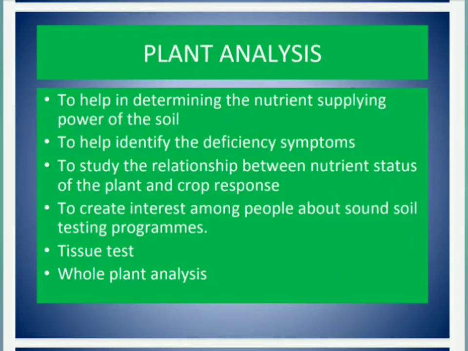Below the lower critical limit, the plant has deficiency symptoms, and above the upper critical limit, the plant has toxicity symptoms. Plant analysis helps in determining the nutrient supplying power of the soil, identifying deficiency symptoms, and, even more important, determining nutrient shortages days or weeks before they appear, determining the effect of fertility treatment on nutrient supply in the plant, studying the relationship between the nutrient status of the plant and crop performance, surveying large areas, and creating interest among people about soil testing programs.